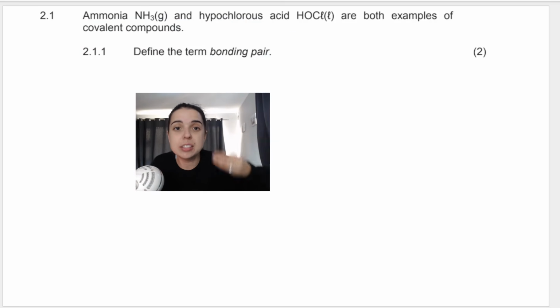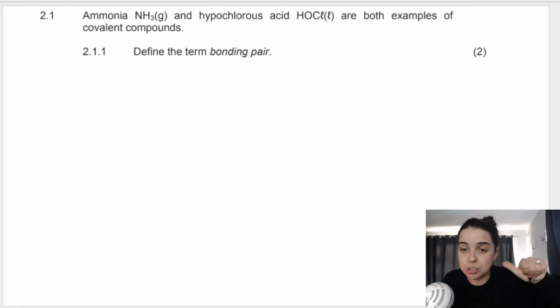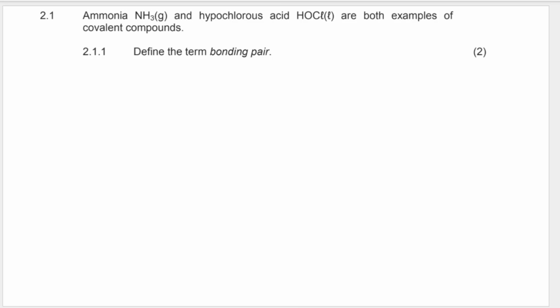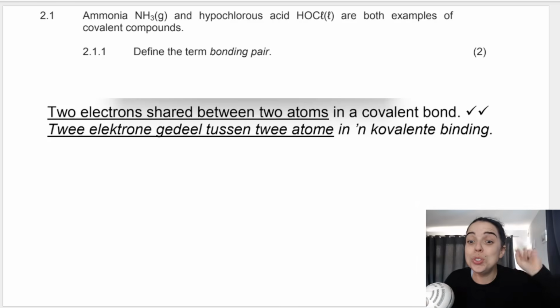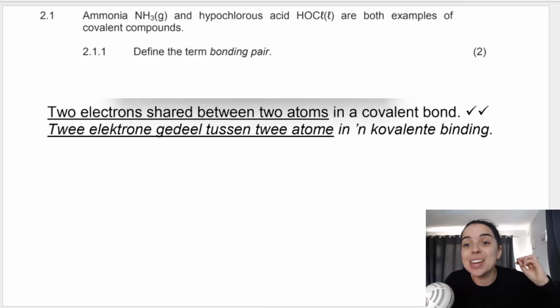Our first question says, define the term bonding pair. Definitions are an essential part of chemistry and physics. You need to know them off by heart. You can find them in your exam guidelines or your CAPS document or your ATP. So this definition is as follows. Two electrons, so a pair is two electrons shared between two atoms in a covalent bond.